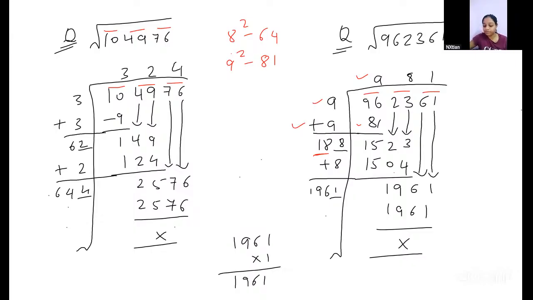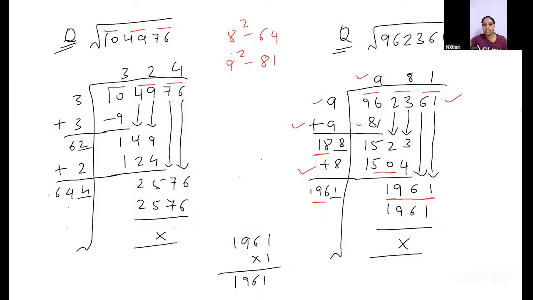So I wrote 1504. Then I subtracted 1504 from 1523 and I got 19. Also, I added the 8 on the top to the side and I got 188 plus 8, 196. Then with 19, I brought down the last pair, that was 61. So my number became 1961.